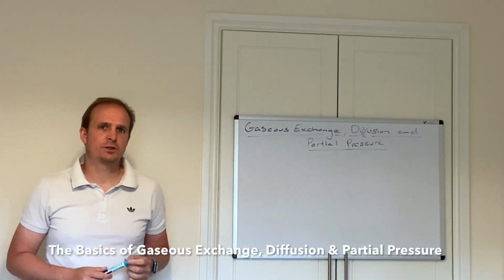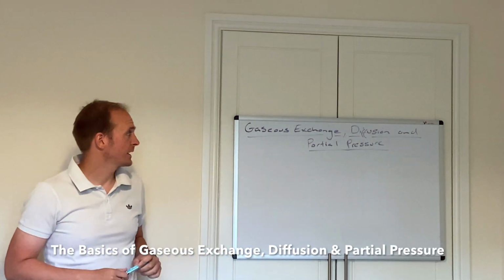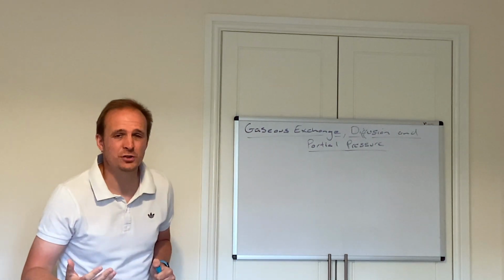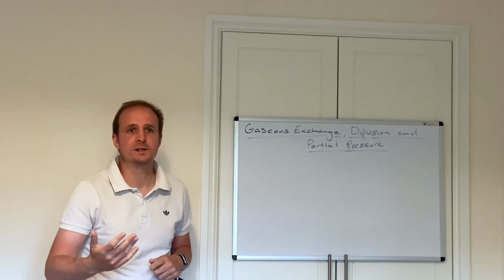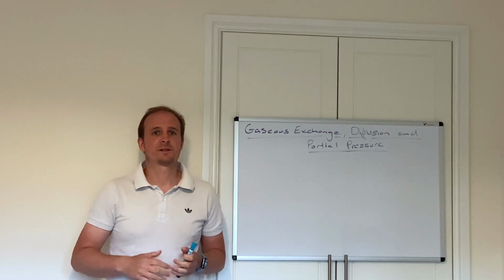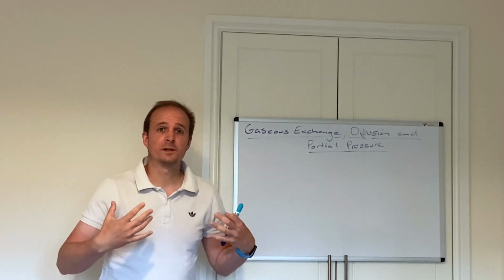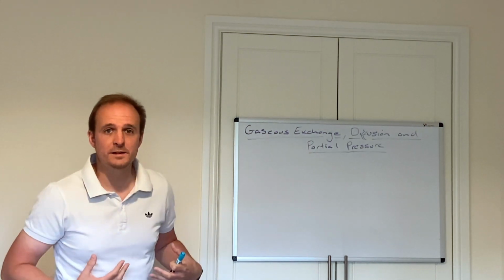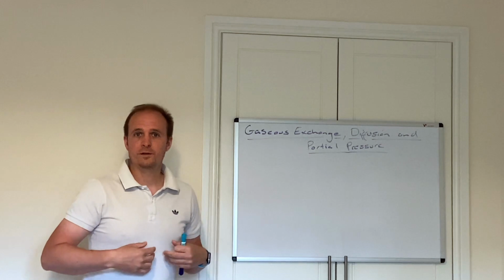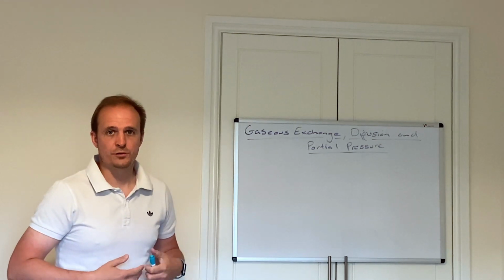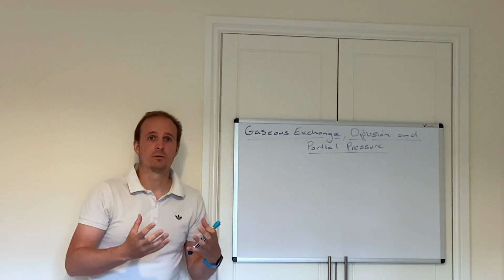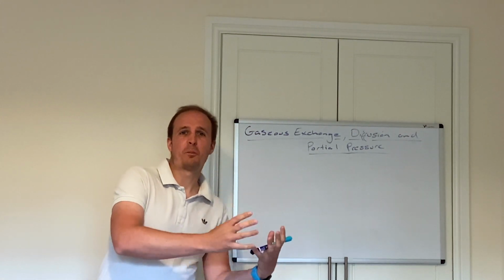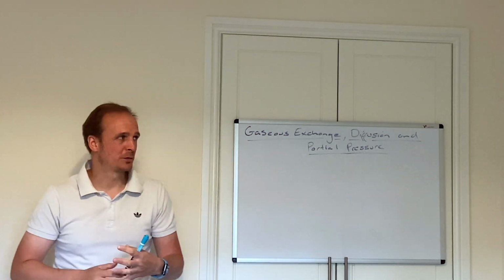Okay then, so a quick chat about gaseous exchange, diffusion and partial pressure. Now gaseous exchange you'll hopefully be familiar with from GCSE PE. That's simply oxygen being breathed in to the lungs, and then that oxygen enters the alveoli, the little air sacs in your lungs, and then from the alveoli it diffuses into the bloodstream, so the capillaries that surround the alveoli. That is your gaseous exchange. It's gas being exchanged from one part of the body into another.